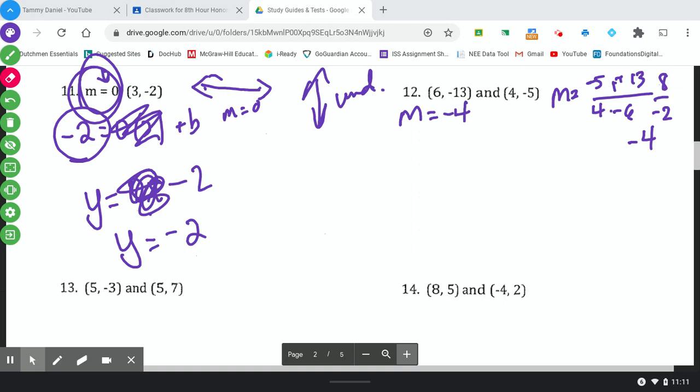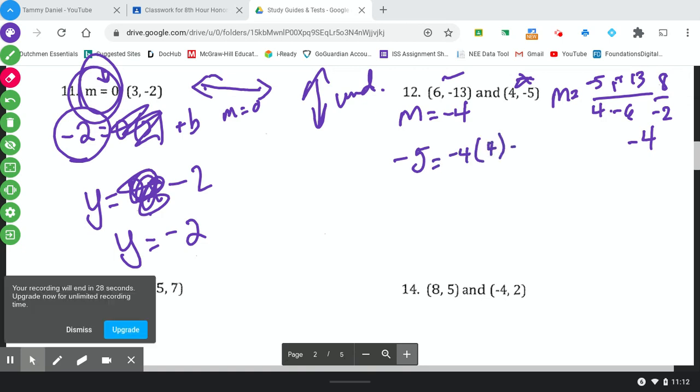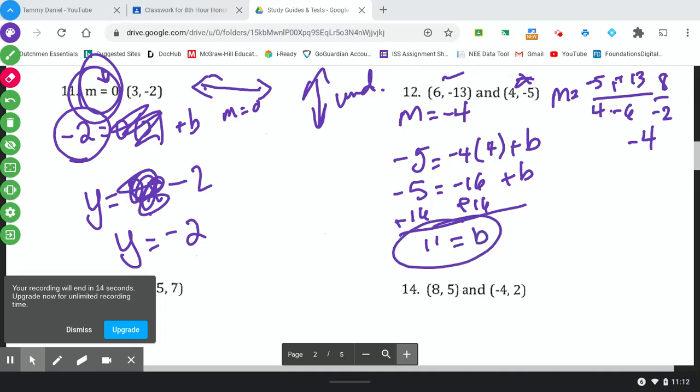All right, and then we can pick either one of these points to plug in to find B. I'm going to use this one over here. So -5 is my Y, M is -4, X is +4, and then B. So -5 equals -16 plus B. If we add 16 to both sides, we end up with +11 is our B. So here's our B, and our slope is -4, so Y equals -4x plus 11 is our equation.